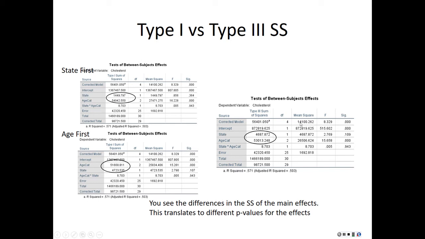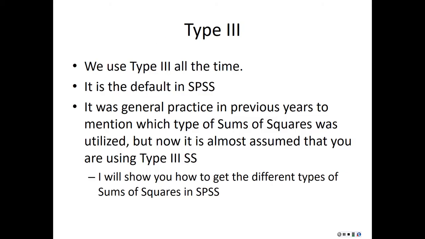So you can see that they're definitely different, right? If you notice at the top, here it says type 1, here now it says type 3. With type 3 sums of squares, the state is 4,687 and the age category is 53,013, and those will not change no matter if you change the order. So you'll always see a difference in the main effect sums of squares if you use type 1 and you have multiple factors and unequal sample sizes in each group. Basically, the moral of the story is use type 3 all the time.